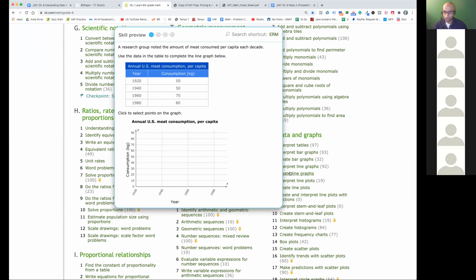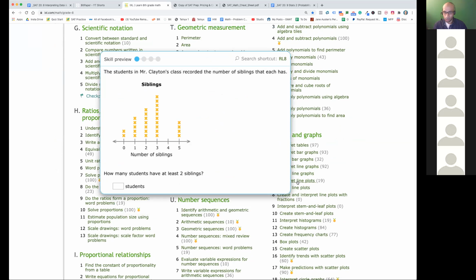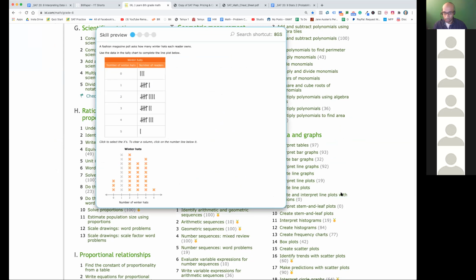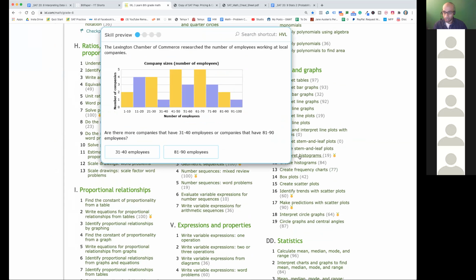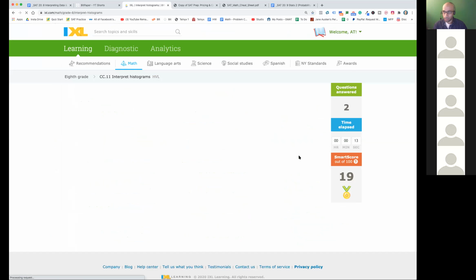Okay, this part is good. Let's do line plots, not important. Stem and leaf, not important. Histograms are important.